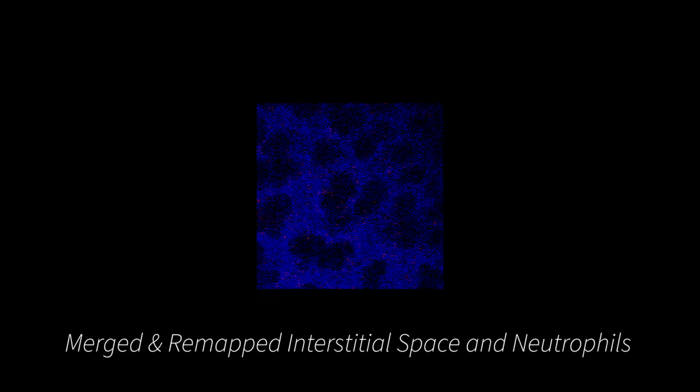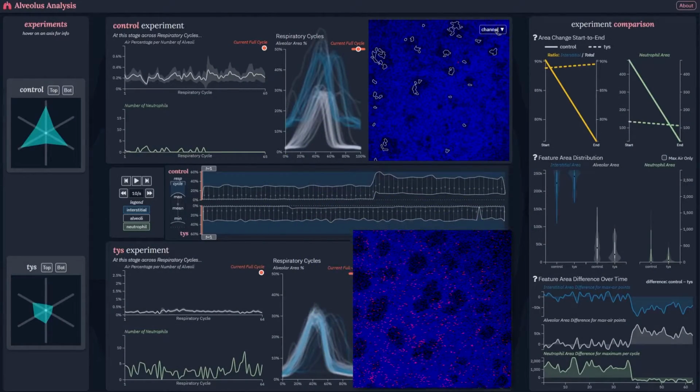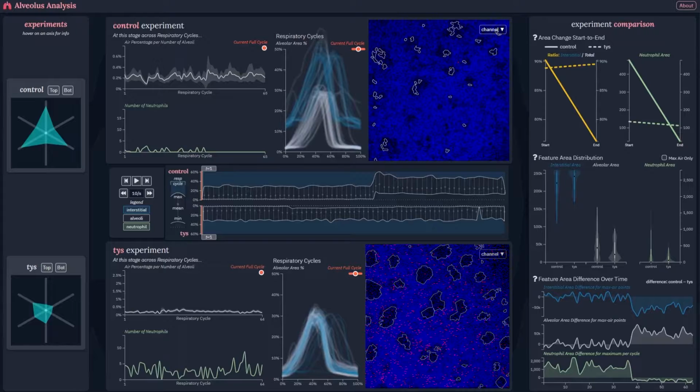The microscopy data used in this project image alveoli, neutrophils, and interstitial space in the lungs of mice. From the combination of these image sets, we segment alveoli and neutrophil features across each experiment. The segmented features and much more are seen in our web-based visualization.